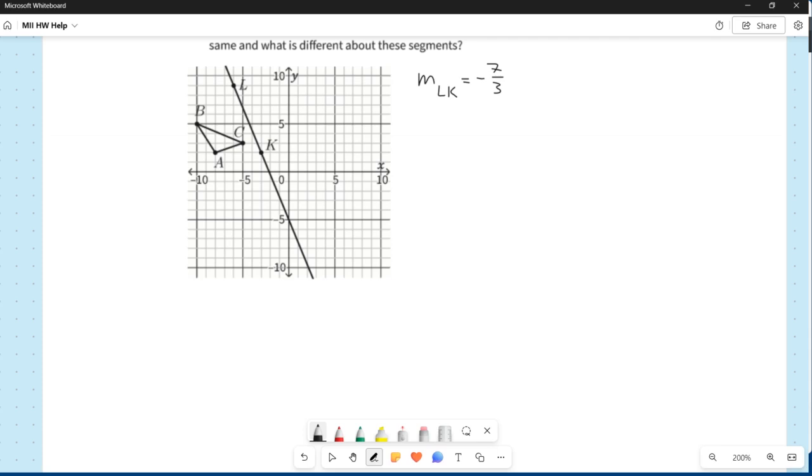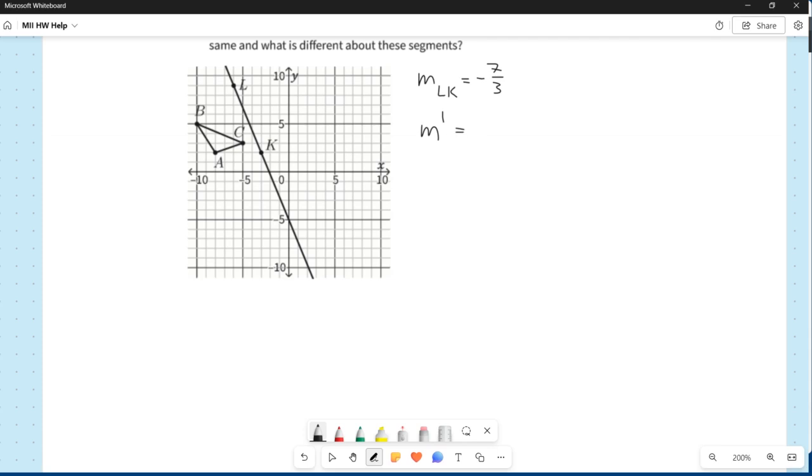And we have to reflect over it. In order to reflect any of these points, A, B, and C, each of these vertices, over the line LK, we need to look at the slope. We'll call it M prime. What is the slope of the line that would be perpendicular to LK? What is the slope that is perpendicular to our line of reflection?